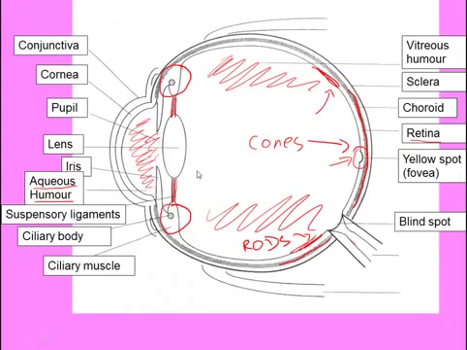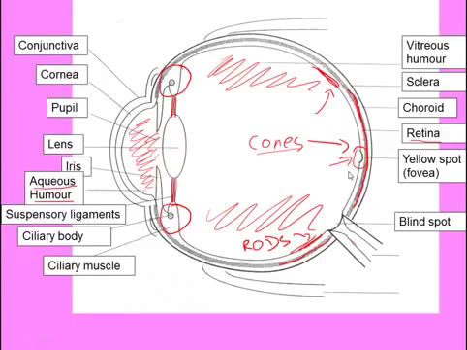Now you'll see that the rod distribution, as we can see, is either side of the yellow spot in the middle. When you are looking directly at something, light is falling on the yellow spot, and that's where these cones are. And now that's great for looking at things in normal light intensity, but if it is very dark, your cones are not that great at detecting light.